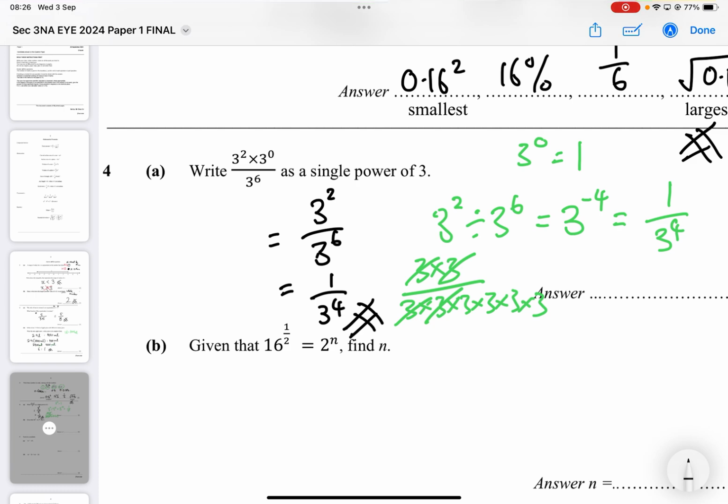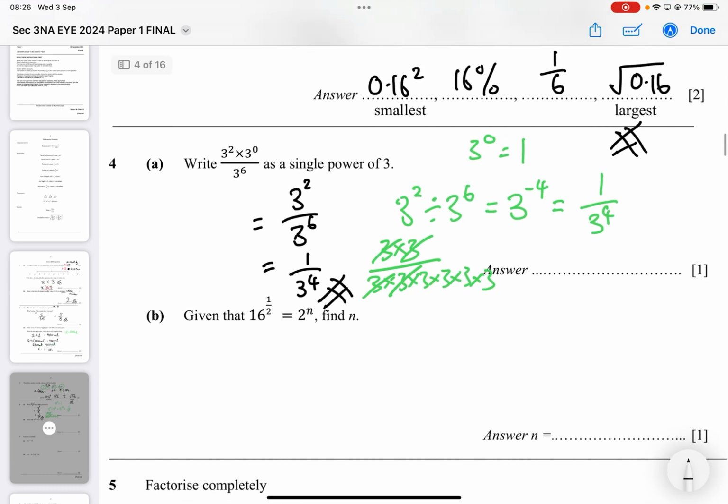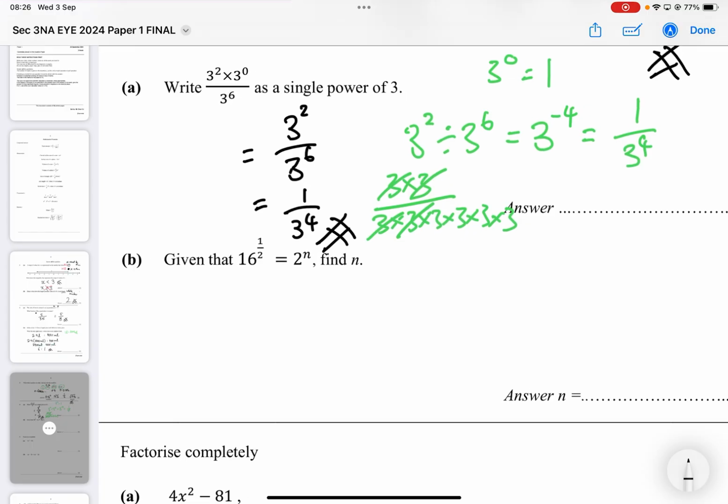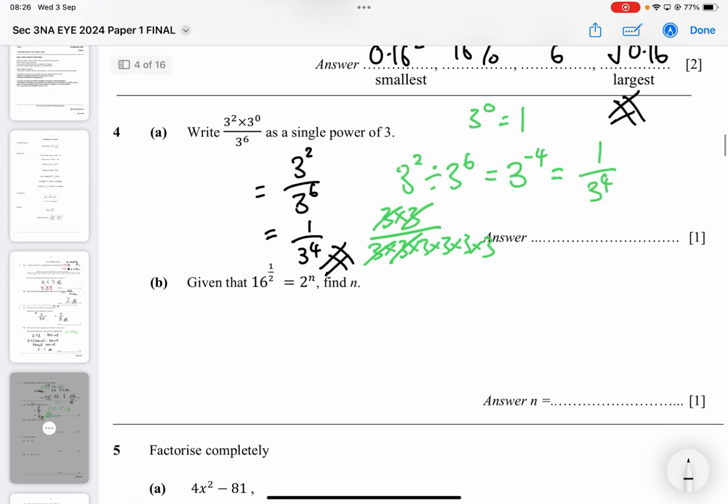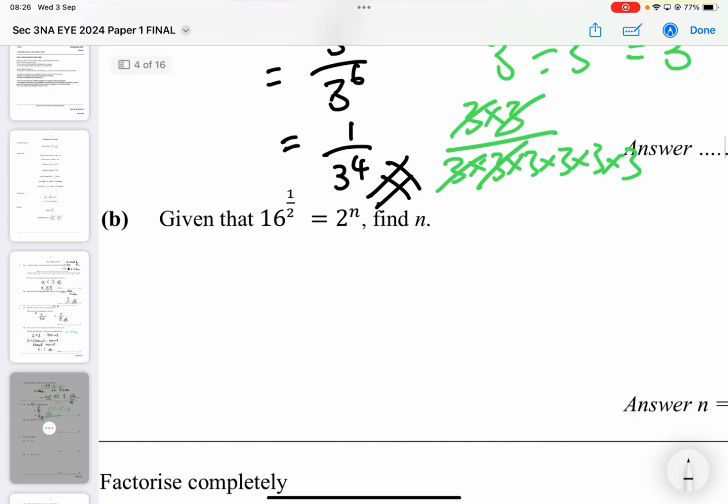Okay, still your question 4, part A is the easy question. The 1 mark, you must get it. Part B is the more difficult question. You are asked to solve this equation. Your unknown is in the power. So when your unknown is in the power, actually there is only one way. We try to make the base the same. Actually 2 ways. We either make the base the same or make the power the same. Usually they will ask you to make the base the same.